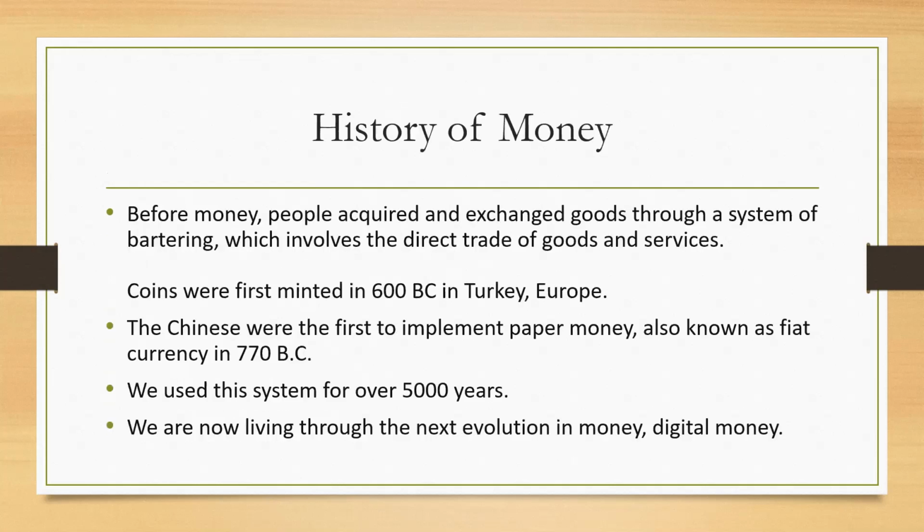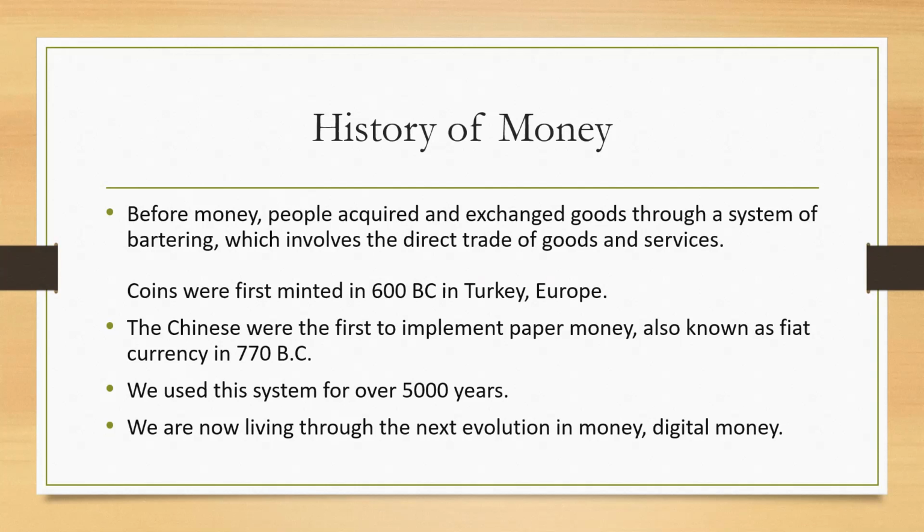Okay, so history of money. And again, we're going to go quick. So before there was money, people basically acquired and exchanged goods through what is known as the barter system.